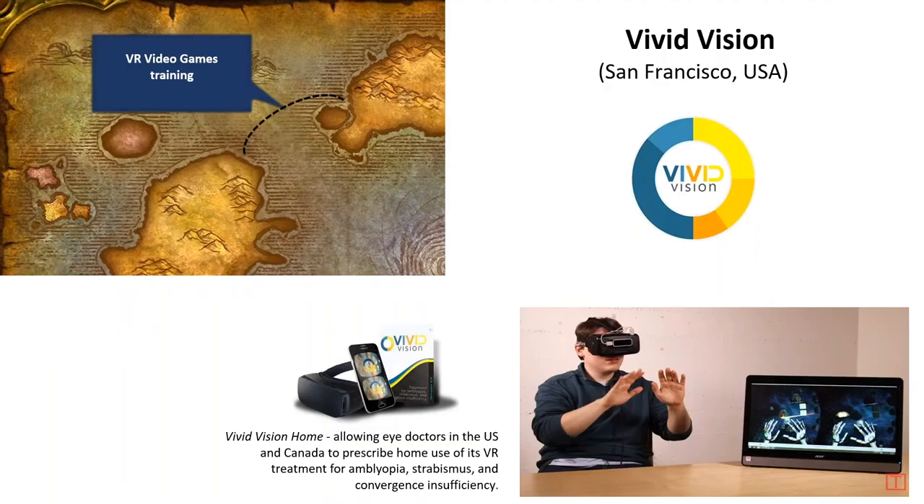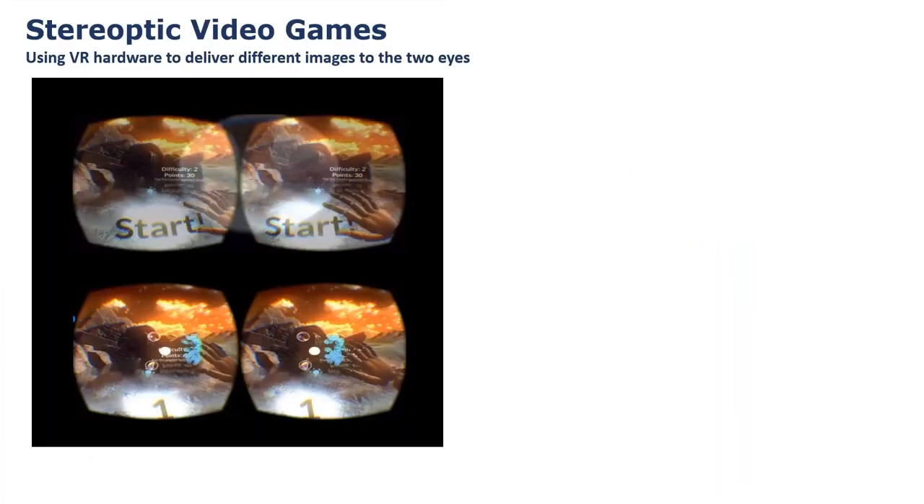Right, so we will use the games. The company is called Vivid Vision. They're doing great work, and we're collaborating together to try to show very strong evidence also for interventions that are based in home. And the games look the following. So, for example, it's in VR, if I forgot to mention this. So the two screens in the VR basically present slightly different images.